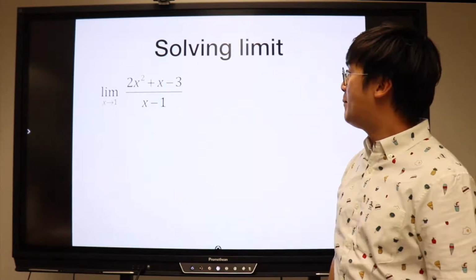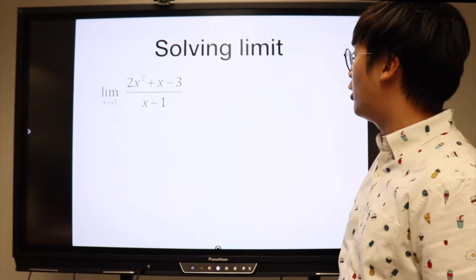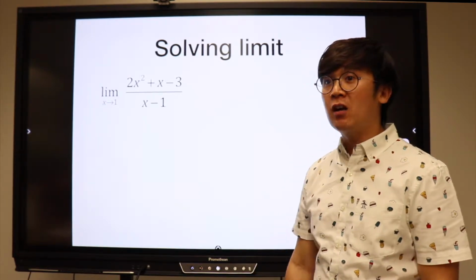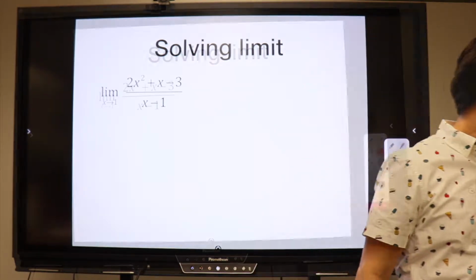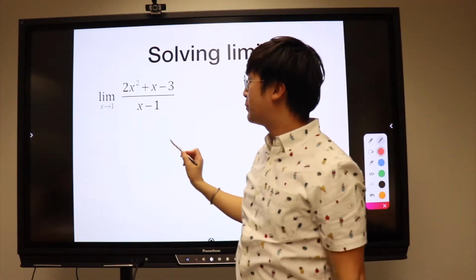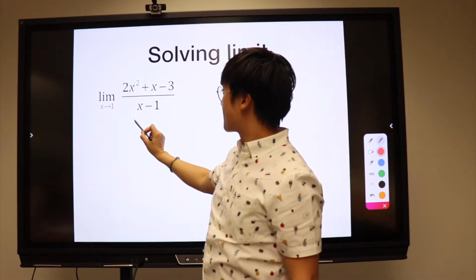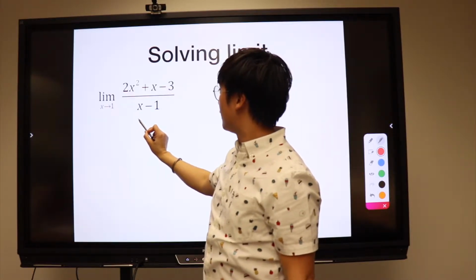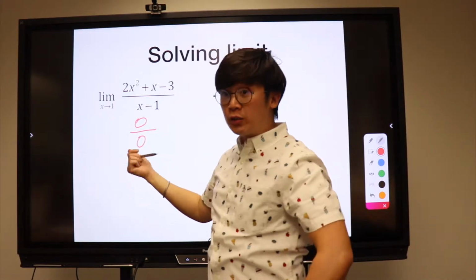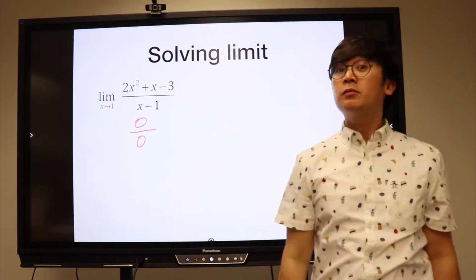If you have the limit of 2x squared plus x minus 3 all over x minus 1 as x approaches 1, can you please solve this limit? Alright, were you able to solve it? What is the numerator when you substitute the value of 1? What is the value of your numerator? 0. And the denominator? 0. So it's also 0 over 0. So this is indeterminate, right? Using the substitution method.